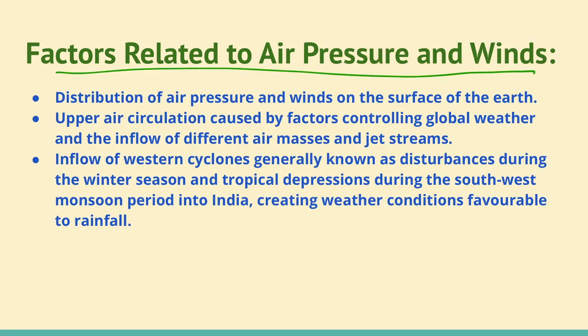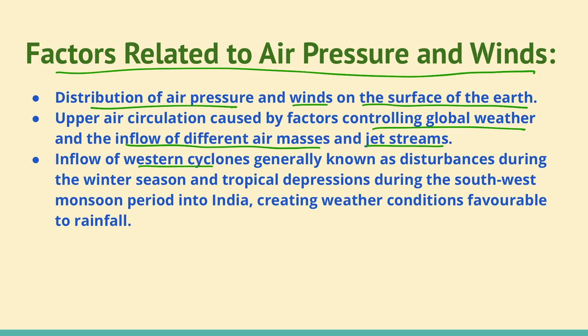Factors related to air pressure and winds. To understand the difference in local climates of India, initially we need to understand the mechanism of the following three factors: the distribution of air pressure and winds on the surface of the earth; upper air circulation caused by factors controlling global weather, and the inflow of different air masses and jet streams.